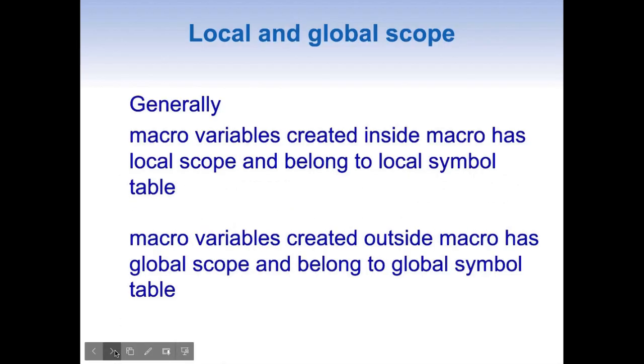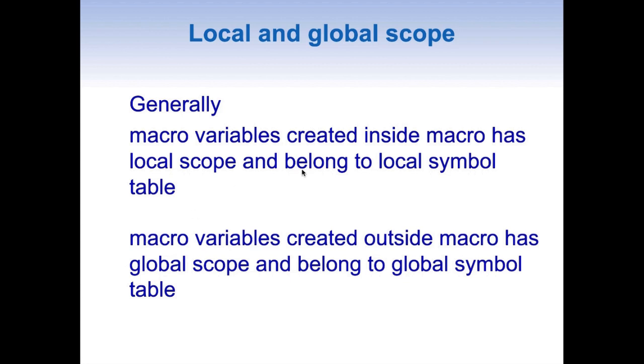And now let us quickly talk about some theory. First, let's talk about local and global scope of macro variables. Here, I have used the word generally, which means whatever I am going to discuss is accurate or correct more than 90% of the time, but 10% of the time this is not exactly right. What those scenarios are, we will discuss. But first let's look into some theory.